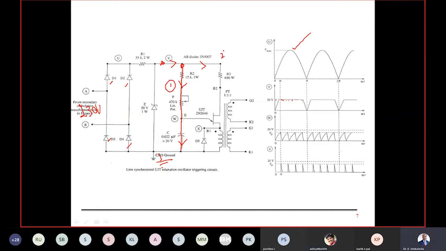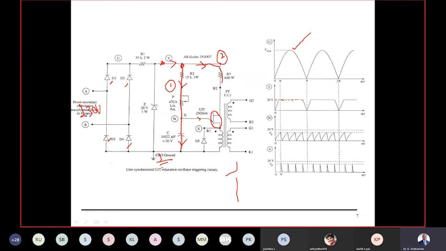Which path does current flow now? Path one. Path two current won't flow. Why won't the current flow in path two? Because the UJT is off. Correct. Because I have not given any pulse here, the UJT is off. Current cannot flow here because the UJT is open.